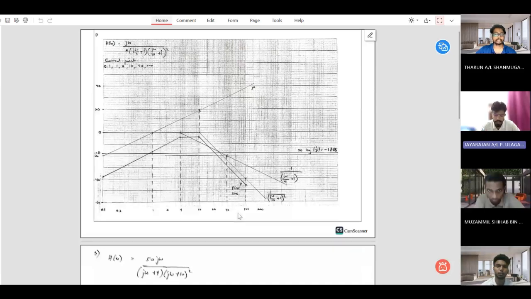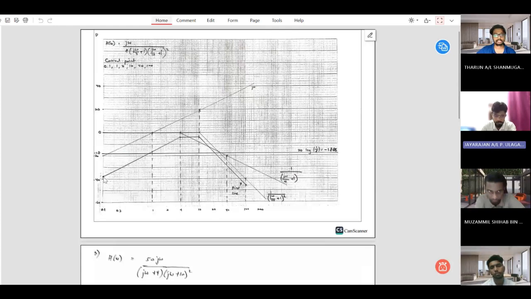First, we look at 0.1. We can see how many lines cross at 0.1. From here, we can see negative 20 dB, 18 dB, and 0. Those are the lines crossing at 0.1. When we add them up, we get negative 38 dB. So we just mark it as negative 30 dB at 0.1.